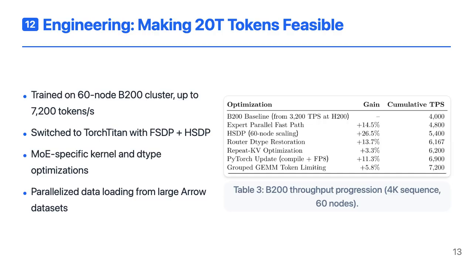Training on nearly 20 trillion tokens with a 100 billion parameter MoE model is an engineering challenge. The team runs on a 60-node NVIDIA B200 cluster and pushes throughput up to about 7,200 tokens per second. They move from DeepSpeed to Torch Titan, using fully sharded data parallelism and a hybrid sharding scheme to scale across nodes. They optimize MoE kernels, fix subtle D-type issues in the router, and add fast paths when expert parallelism isn't used. On the data side, they exploit the structure of Arrow datasets, so each worker only loads its own shard, cutting initialization time from hours to minutes.